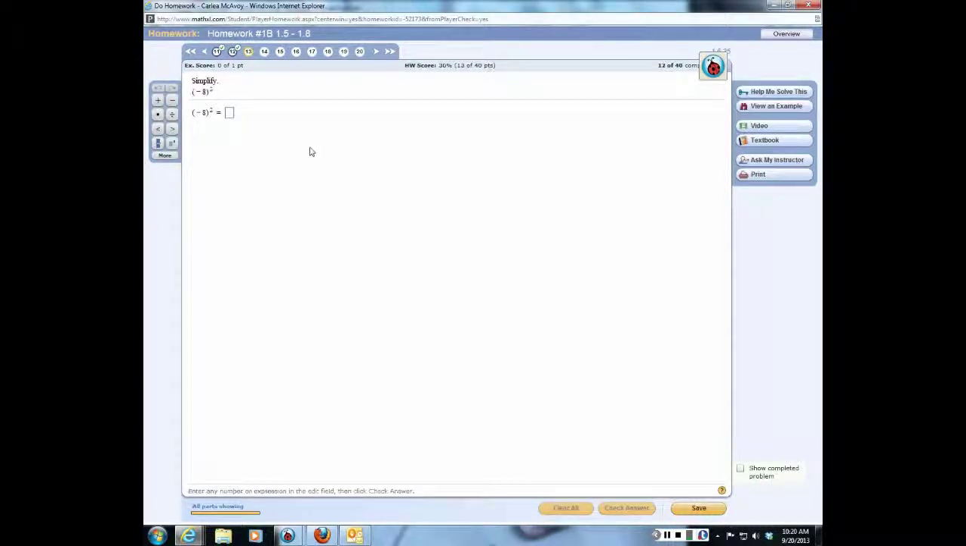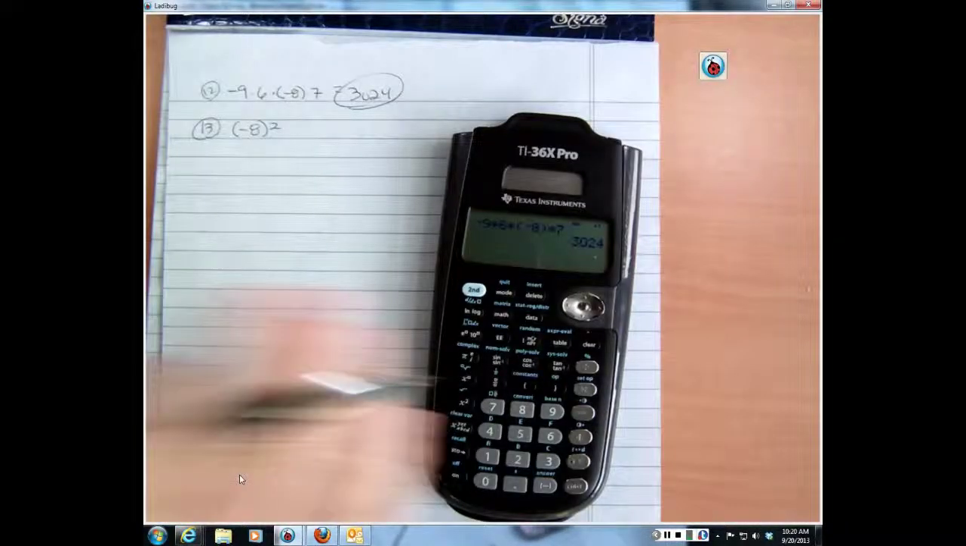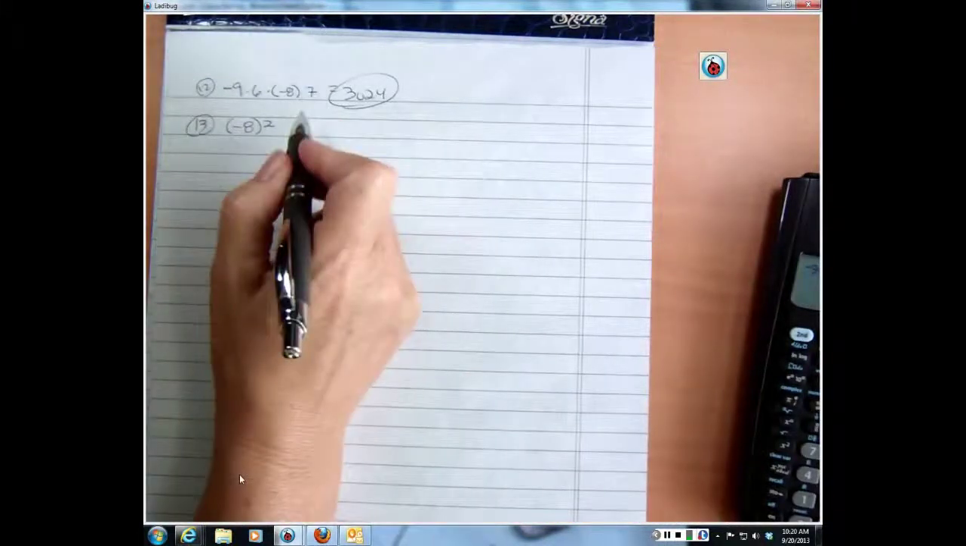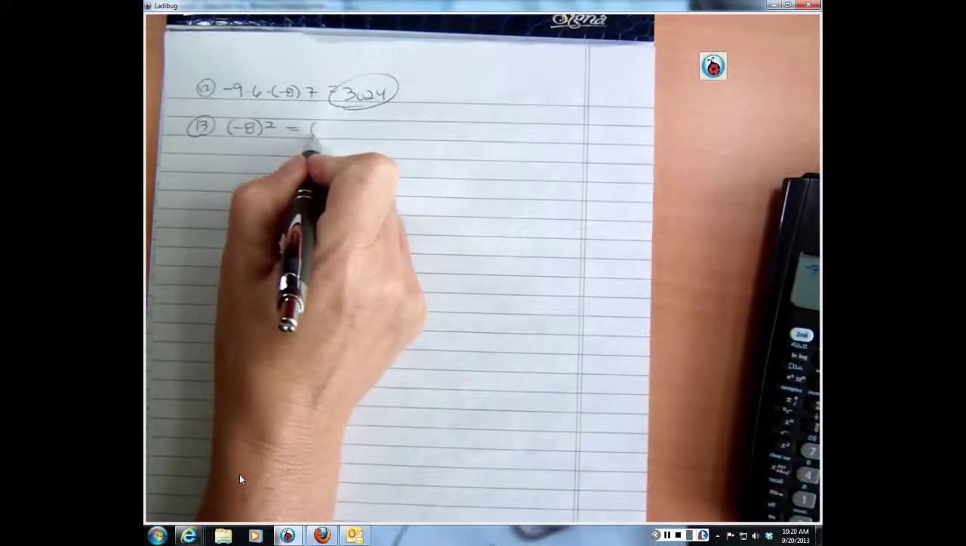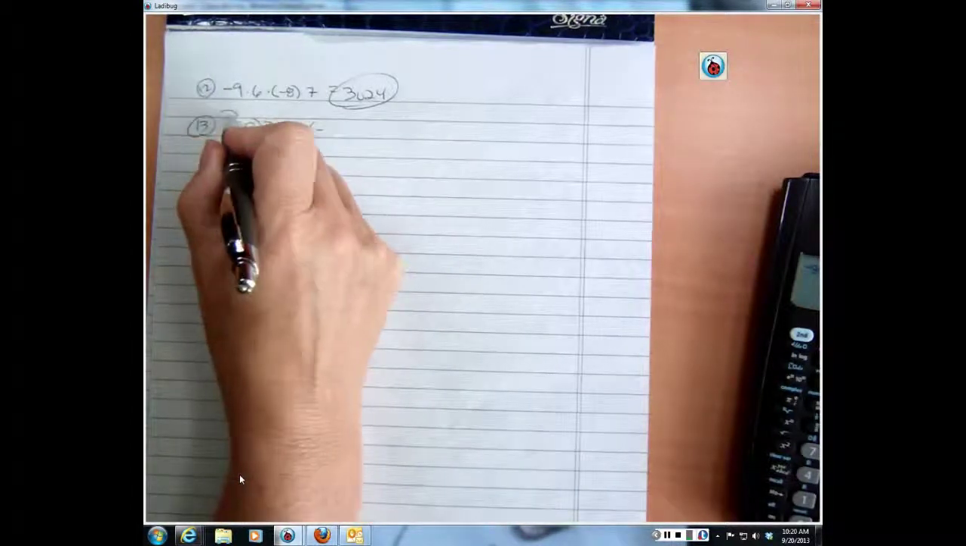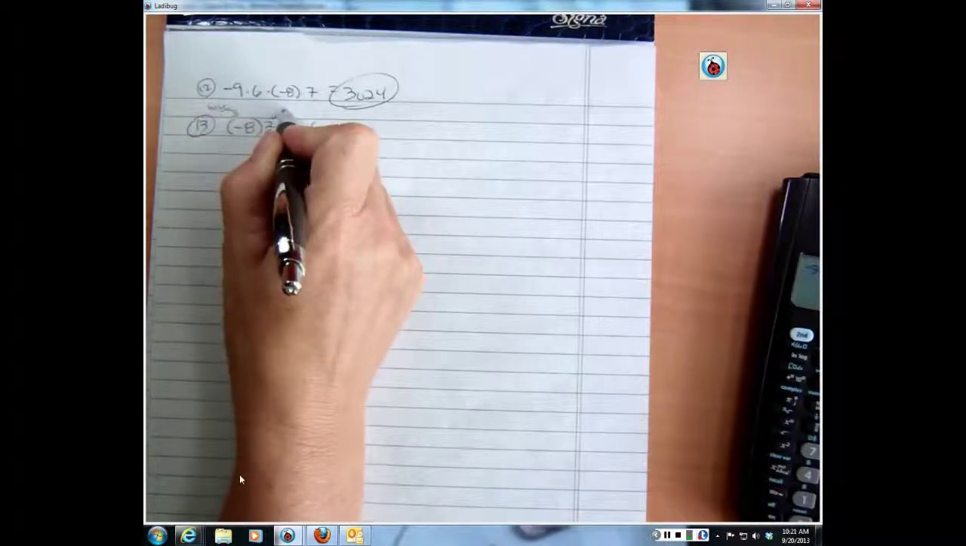All right, what about negative 8 to the second power? This is a good question. Well, we're going to look at this one in detail for a second. Some questions take a little longer than others. This problem actually says that we have this negative 8 as our base and 2 as our exponent. So this is our base and this is our exponent.